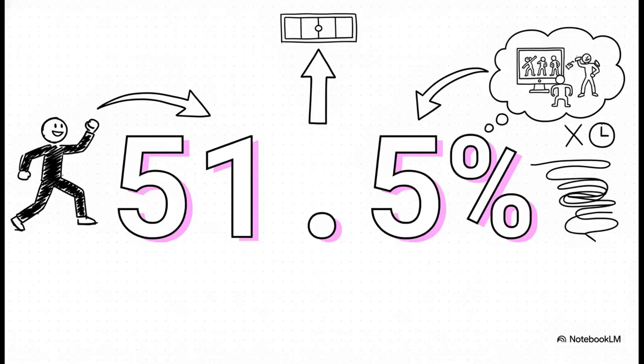And here is the real efficiency game changer. Quantitative experiments show that sketching stickmen actually saves users 51.5% of their time compared to typing endless text prompts. We all know trying to get a character to pose exactly how you want using only text is incredibly frustrating.